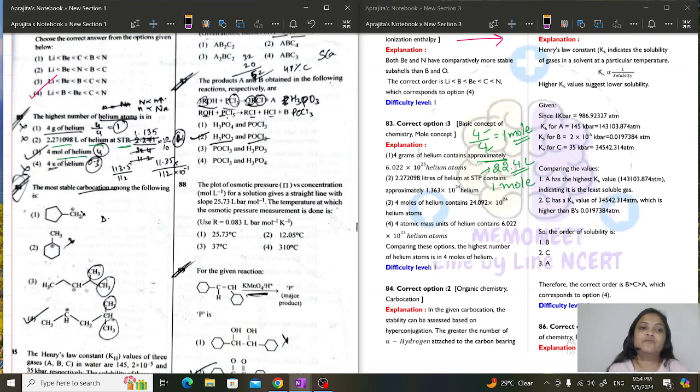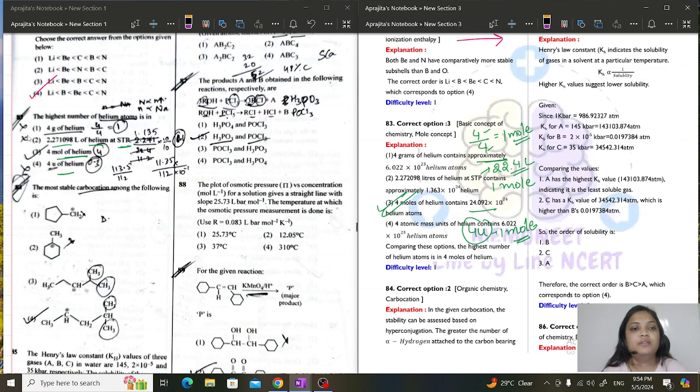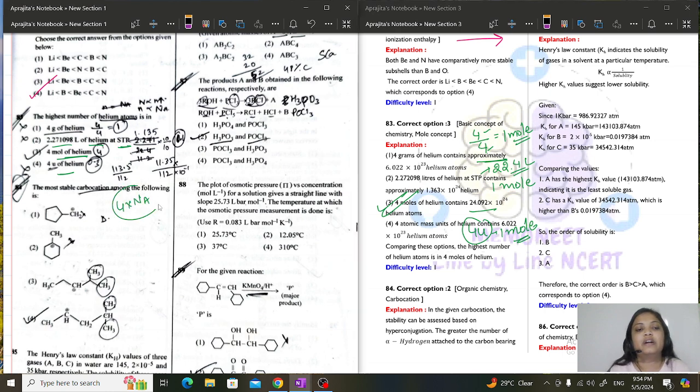In the third case we are directly given 4 moles of helium. And for the fourth option it's 4 atomic mass units, which again corresponds to 1 mole. So we can clearly see that in option 3 we have 4 moles, and in the other options we have 1 mole. 4 moles of helium will automatically have 4 times Na, that is Avogadro's number, of atoms. So the most atoms are in option 3. So the answer for the 83rd question is option number 3.